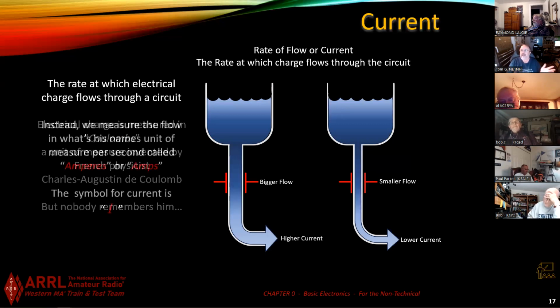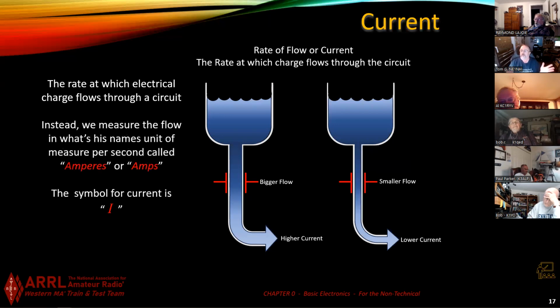So instead, we measure the flow of electricity in units per time, and we call that amperes or amps. Okay, so here we go again. Current. Everyone would say, gee, let's use the symbol C for current or A for amps. But no. Why I? Anybody want to take a guess?